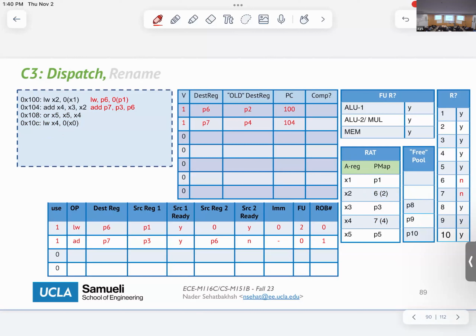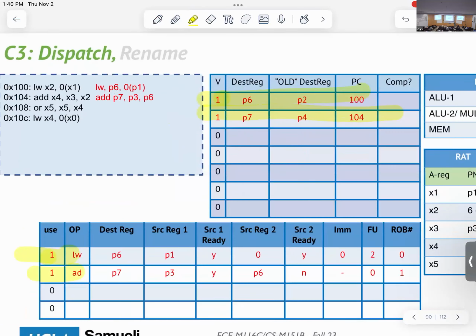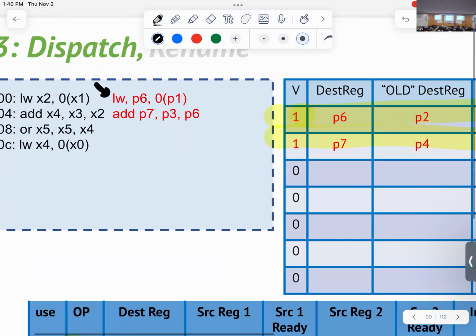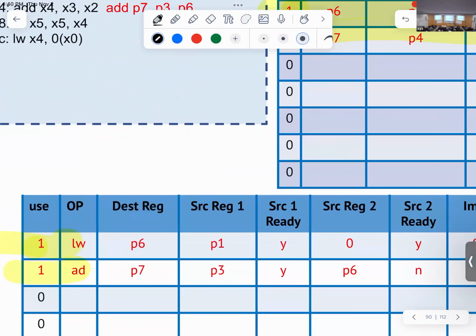So how do I put things in the reservation station? And the moment I put things in the reservation station, I also put things in my ROB. So what do I do? I look at the first instruction, this instruction here. Let me use a black color. I need to populate that into my reservation station.